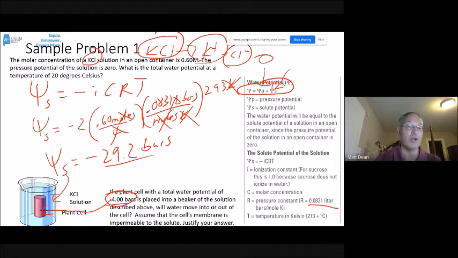Therefore, in this case, water's going to move from higher water potential, -4, in the cell, to lower water potential, -29.2, outside the cell. So water's going to move out of the cell, and it's going to do that because water always moves from areas of higher to lower water potential. And that's really what you need to say to justify your answer.